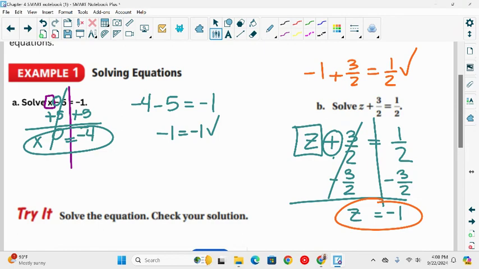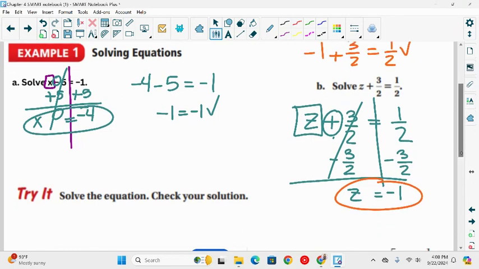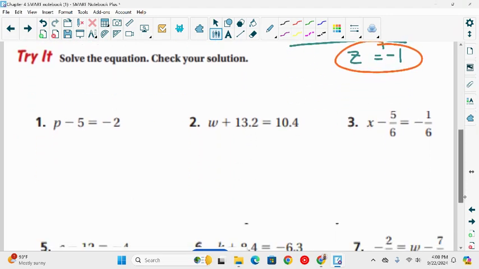Alright, so we got some here that I want you to try. So I want to pause for a second, and I want you to try 1, 2, and 3. Solve it and check it for each one of them, and then we're going to come back.